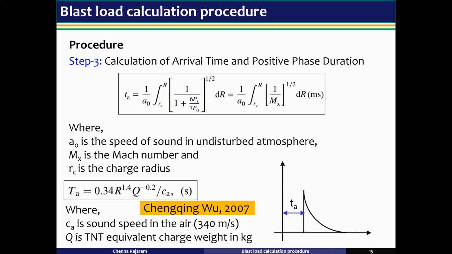There is another equation which was proposed in 2007 by Cheng Pin Wu. TA is equal to 0.34 r to the power of 1/4 and q to the power of minus 1/2, divided by Ca. The arrival time is represented in seconds, where Ca is the speed of sound in air, which is 340 meters per second, and q is the TNT equivalent charge weight, which is represented in kg.